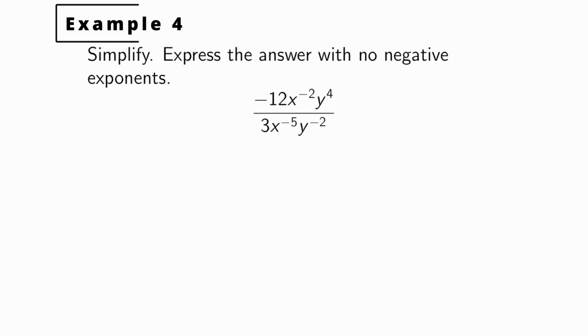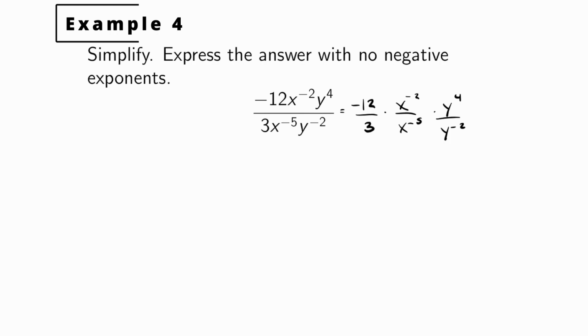So what it's going to look like here is, what you can do really is write this out as essentially three parts. The numerical factors, so negative 12 over 3, and then x to the negative 2 over x to the negative 5, and then y to the fourth over y to the negative 2.